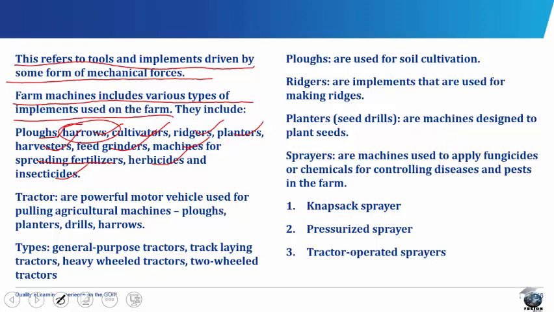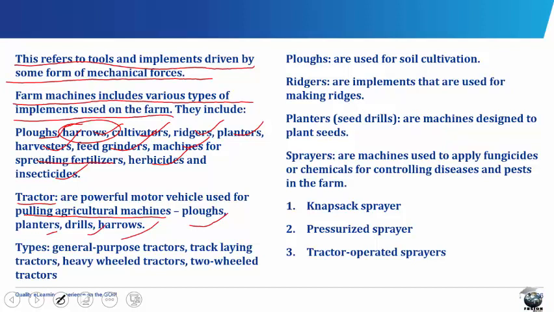The harrow is used to break up the large clods or lumps of soil produced by the plow. This activity produces a suitable soil structure for the planting of seeds. We also have the tractor. The tractor is a powerful motor vehicle used for pulling agricultural machines like the plows, planters, drills, harrows, etc.